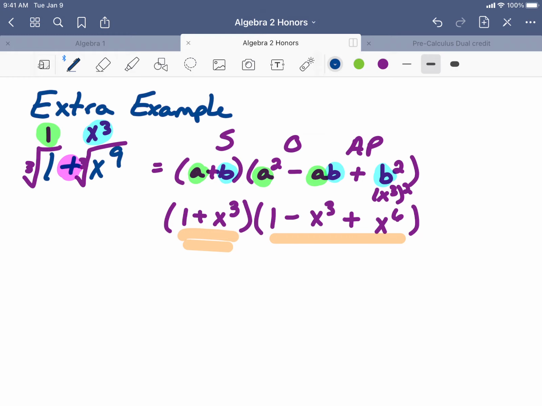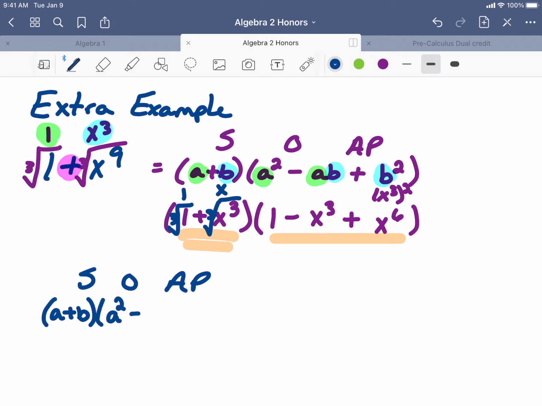Okay, what's the cube root of a 1? A 1. And then what's the cube root of an x cubed? An x. So now I can do SOAP for that formula. S-O-A-P. And I'm going to do the same sign, so it's going to be a plus b. Then it's going to be a squared. I do the opposite sign, so minus ab. And then plus, because it's always positive. And then we have our b squared.